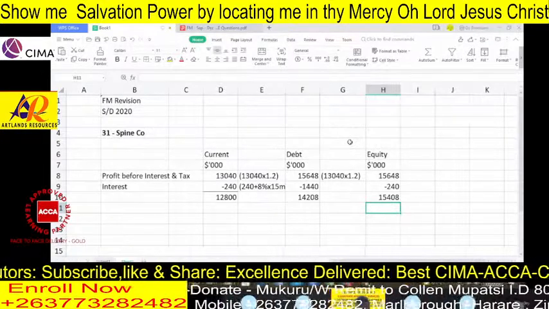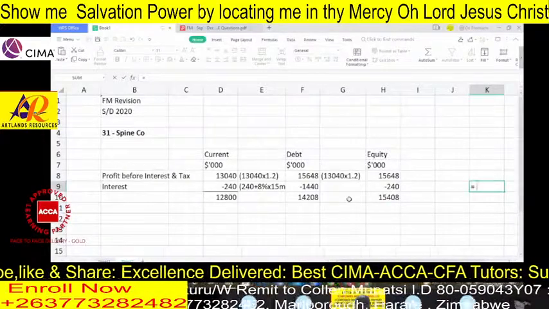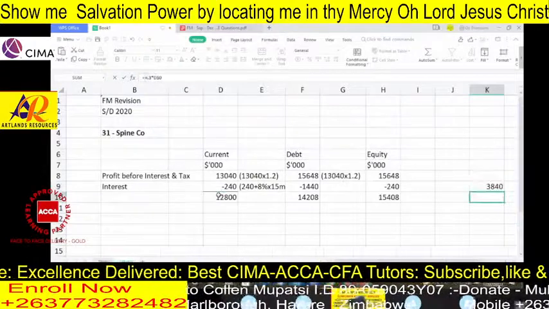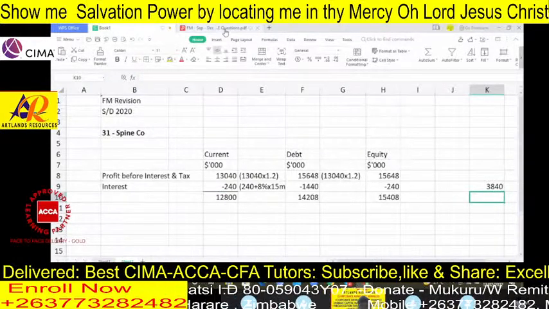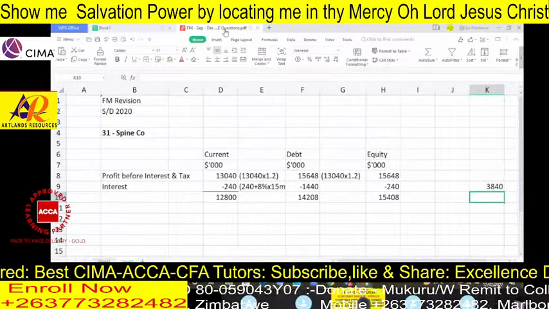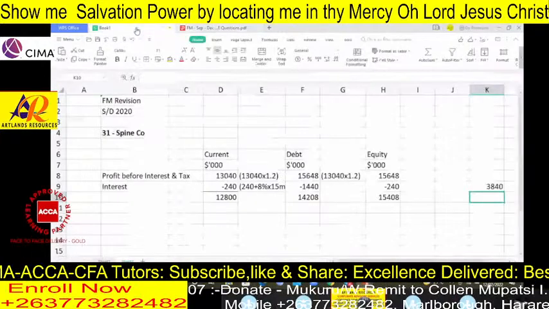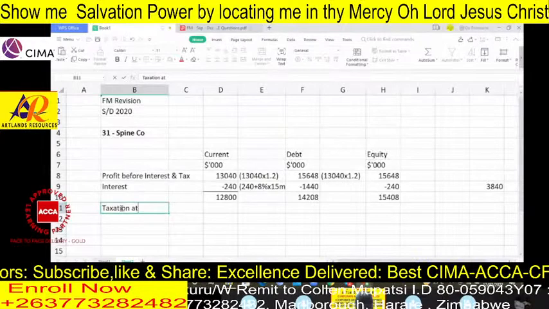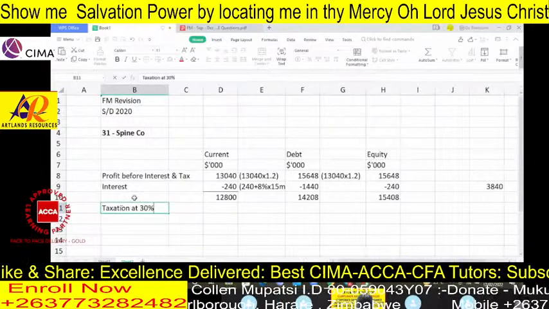Now, tax is 30%. So if you say 0.3, for example, times this, what do you get? We want to verify the tax rate. Notice the current tax is 3840. You can see here, that's the current tax. So it's simply 30% of that figure. So you say taxation at 30%. This one is profit before tax.